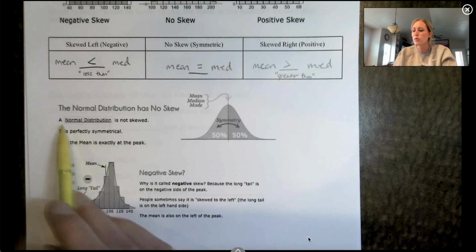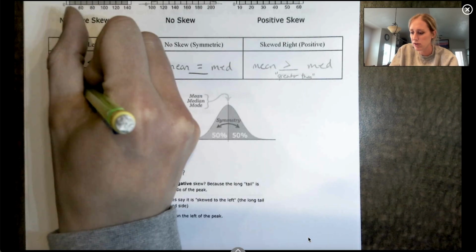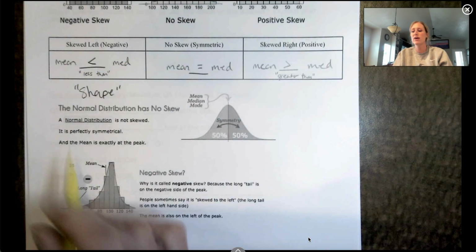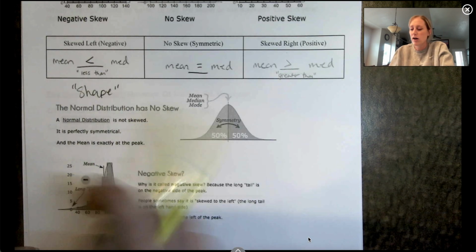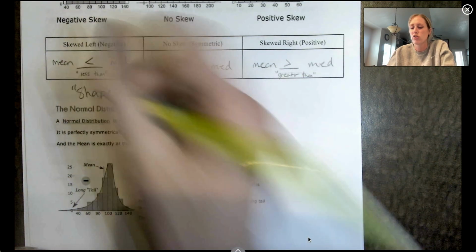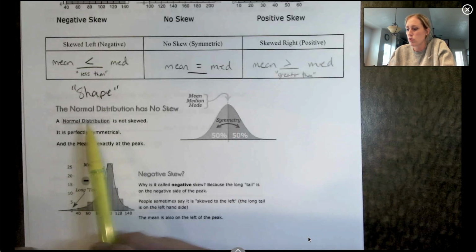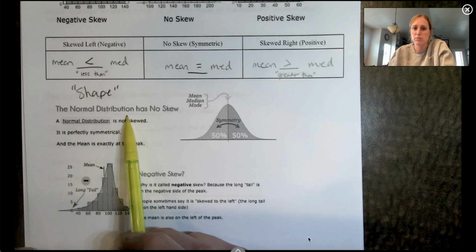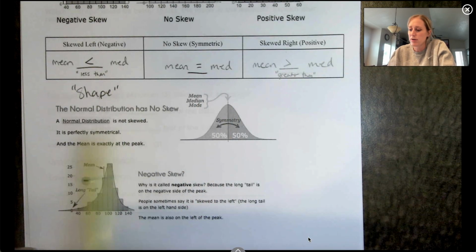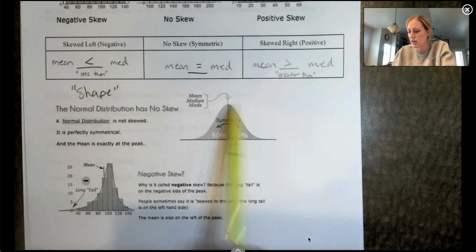So a normal distribution, I'm going to add here, you guys, this is when we were describing the shape. Okay, so if we're asked to describe the shape of the data set or of a distribution, they're talking about skew. So if there's no skew, it is what we call a normal distribution. The mean, median, and mode are all right around the center, okay? And the mean is at the peak of our data.